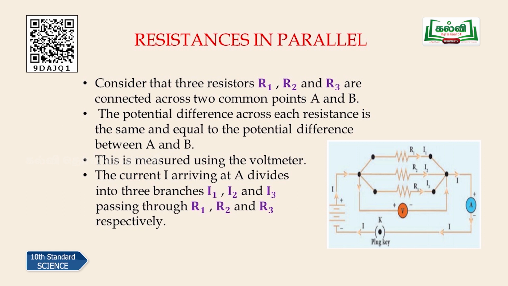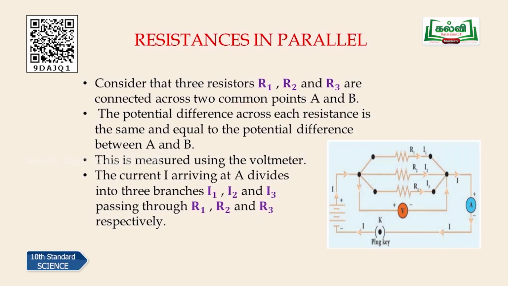To find the potential difference, I have to connect a voltmeter. So, across the ends of the points A and B, I have connected the voltmeter, and then an ammeter is connected in series with the resistors, with the plug key and the battery. Now, the potential difference across each resistor is the same in the parallel circuit. You have to keep in your mind.